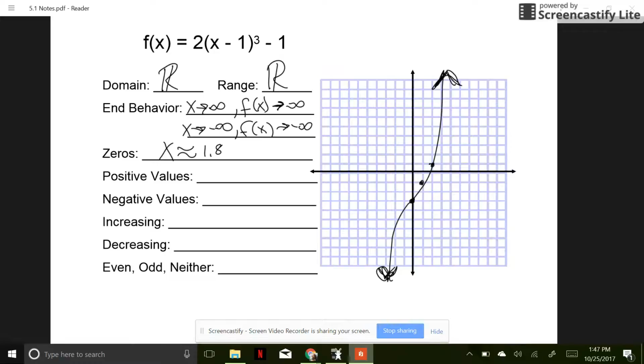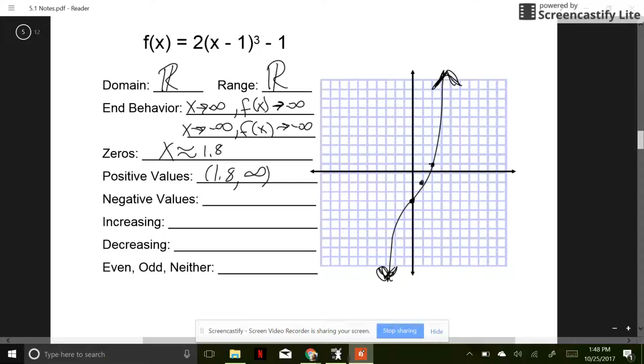So we're continuing here. We found that our zero, where we're crossing the x-axis, is at x approximately 1.8. So the positive values, where does our function exist above the x-axis? Well, since we're crossing the x-axis at 1.8, we'll notice after an x value of 1.8, that's where we're above the x-axis. So that means our positive values exist from 1.8 all the way to positive infinity. Our negative values, where a function exists below the x-axis, is going to be everything else. So that's everything down and to the left from negative infinity to 1.8.